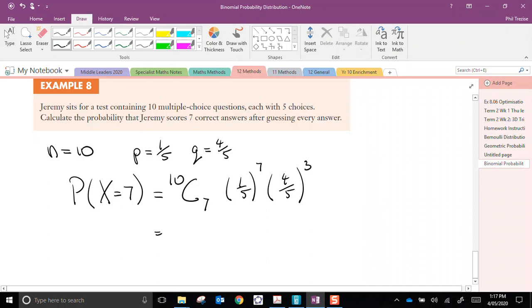Now I think when you calculate that, I'll leave you to calculate that one out, you'll find that Jeremy has a very small chance of success if he was to actually hope to get 7 correct on a 10 question multi-choice, and he was just relying on pure guesswork alone.